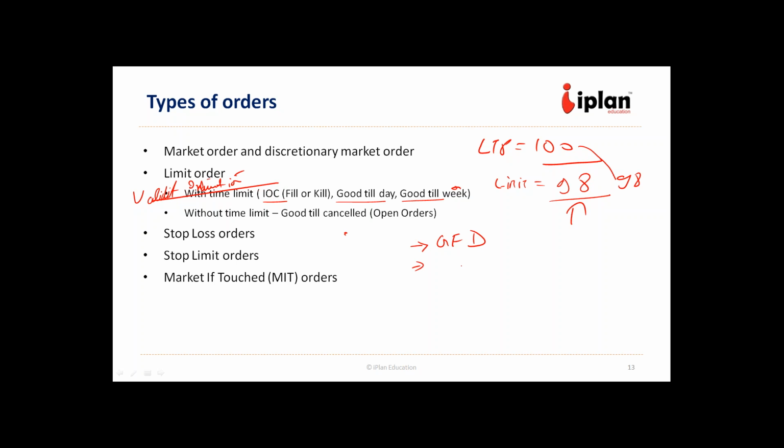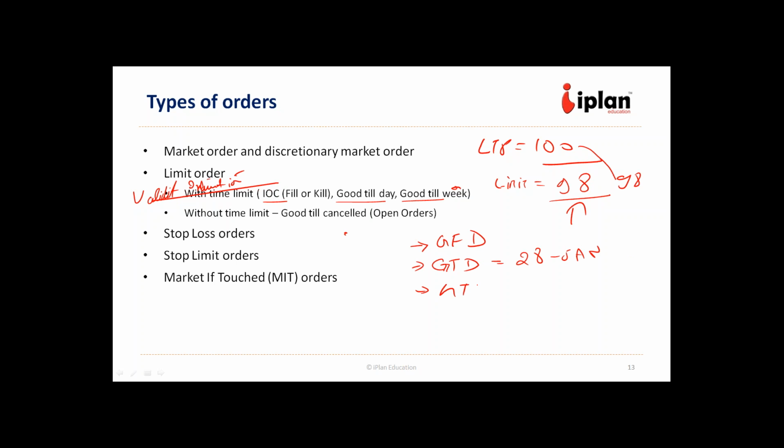And the validity, let's say good till date, GTD. Good till date means you give a date, let's say 28th of January. So till 28th of January, my order or my price will be there in the exchange. If from today till 28th of January the price falls and it comes to 98, my order gets executed and shares will be transferred into my demat account.